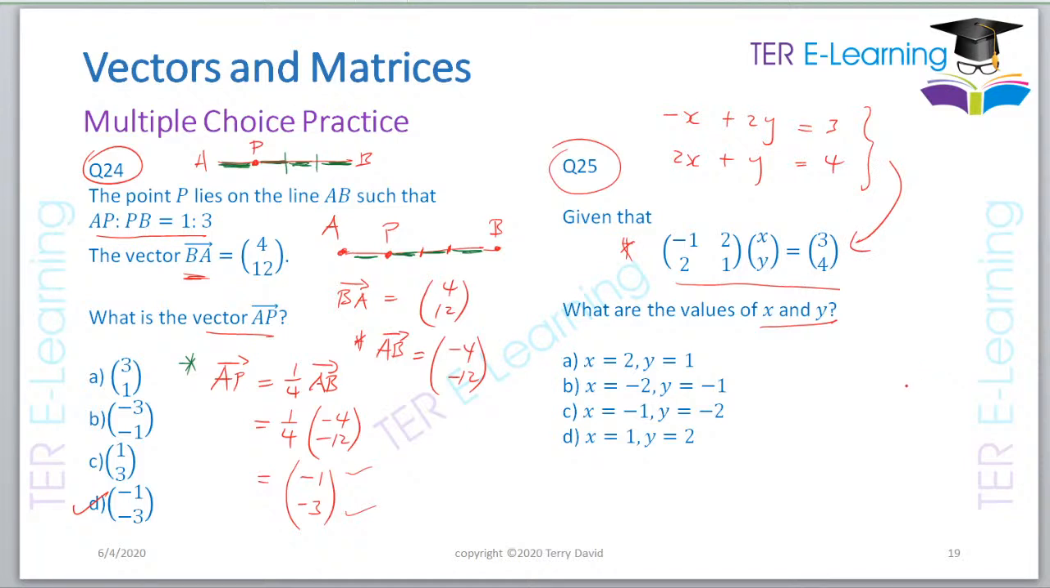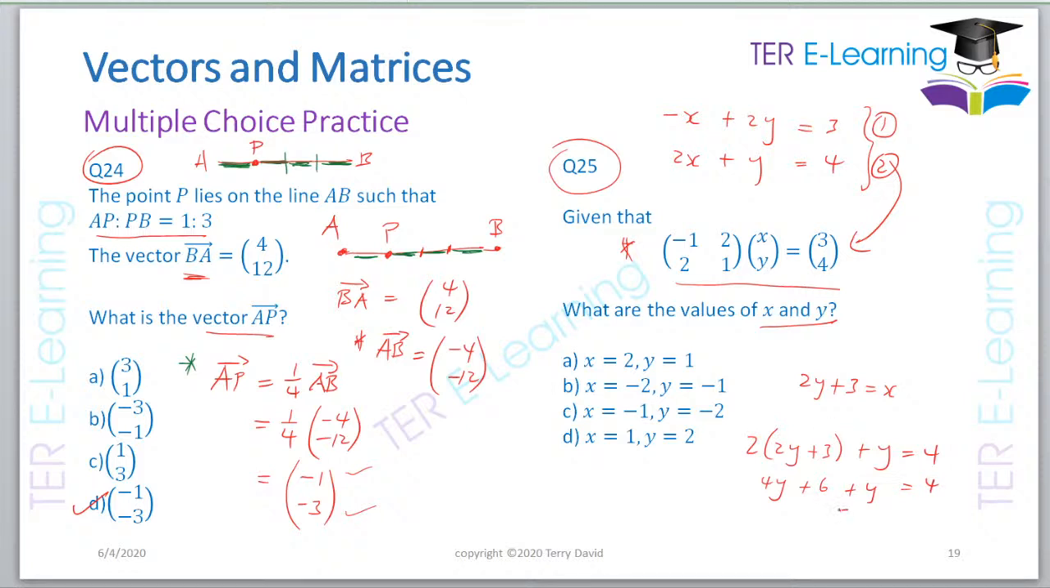Because it's multiple choice, you can just substitute values for x and y, or you can actually try to work it out. So this is one equation here, this is a second equation. In the first equation, we can say that 2y plus 3 is equal to x, if I rearrange the first equation. Then if I substitute this into the second equation, I'm going to end up with 2 multiplied by 2y plus 3, plus y is equal to 4. So this will give me 4y plus 6 plus y is equal to 4.